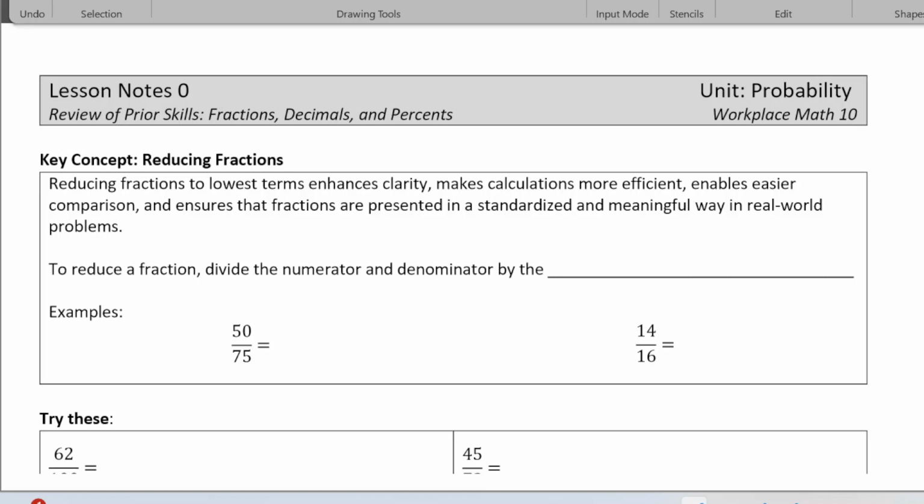So this is the Get Ready lesson for the probability unit in Workplace Math 10. We are working on fractions, decimals, and percents today. So first we're going to review how to reduce a fraction.